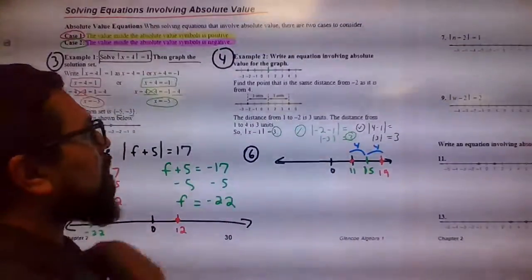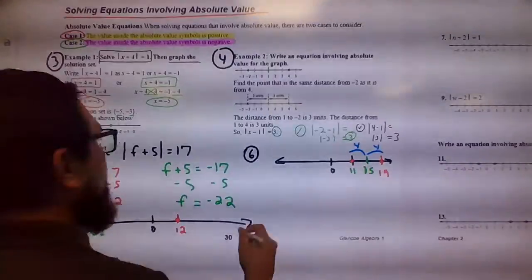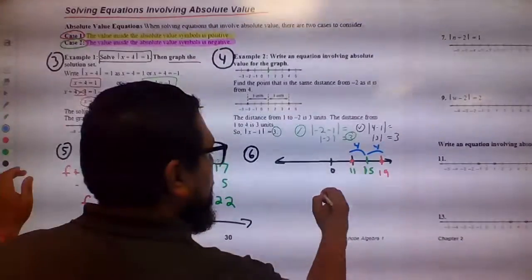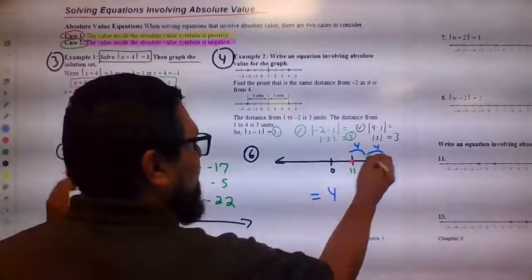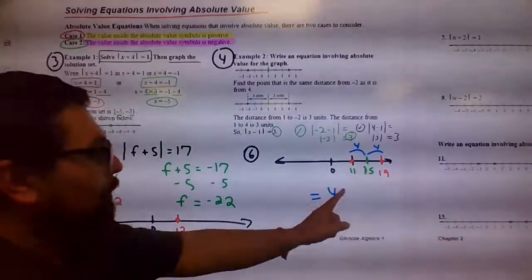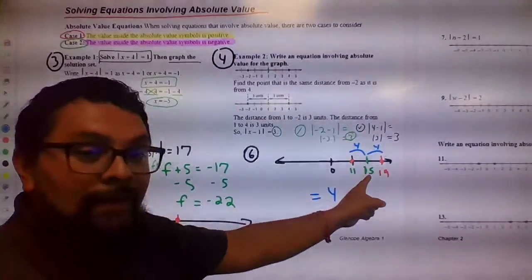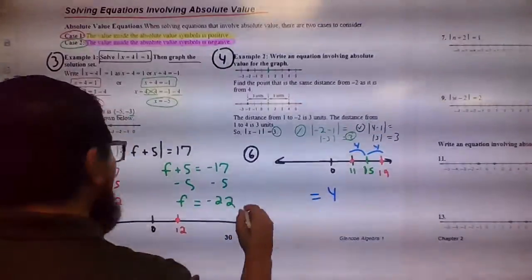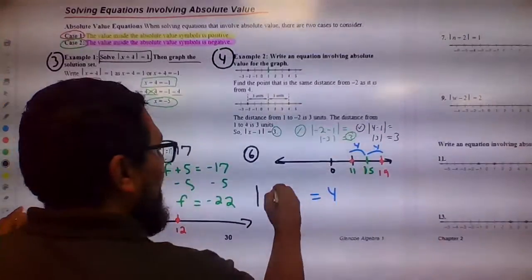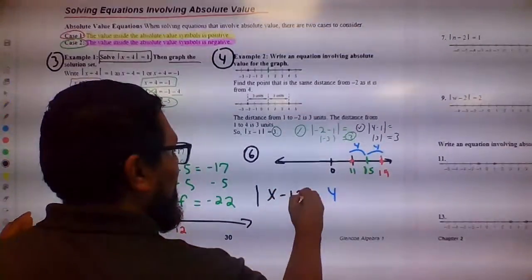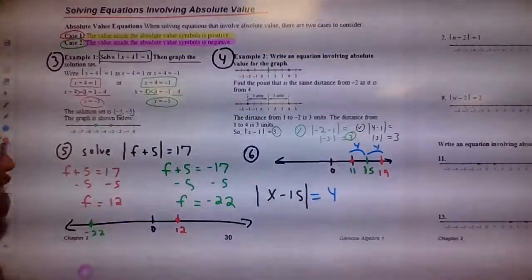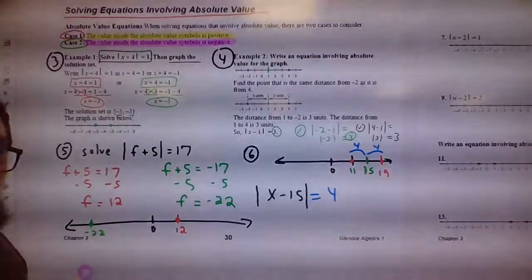So what you're going to do right here is you're going to go ahead and put equals 4 because that's the units. And then where does it go ahead and what's the point? It's 15. So you're going to put absolute value of x minus 15 equals 4. Okay? That's the answer.